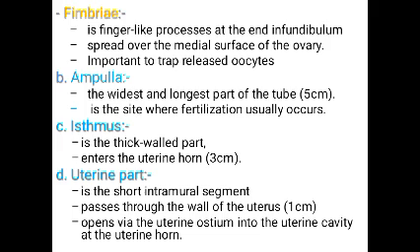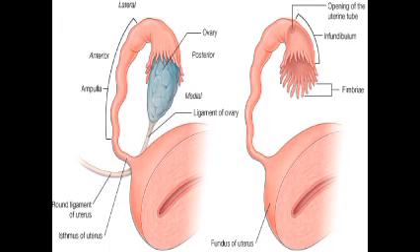B. Ampulla, the widest and longest part of the tube, 5 cm, is the site where fertilization usually occurs. C. Isthmus is the thick-walled part that enters the uterine horn, 3 cm. D. Uterine part is a short intramural segment, 1 cm, that passes through the wall of the uterus and opens via the uterine ostium into the uterine cavity at the uterine horn. The diagram looks like this.